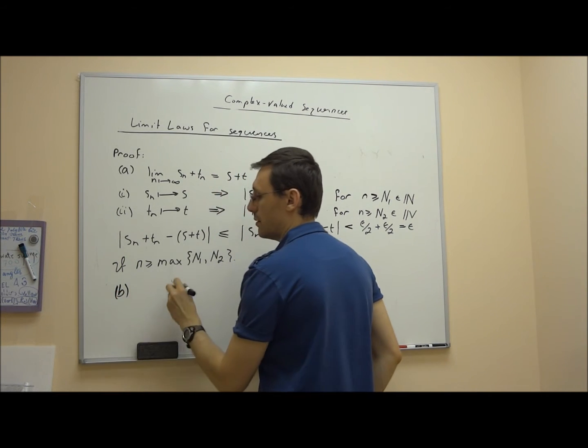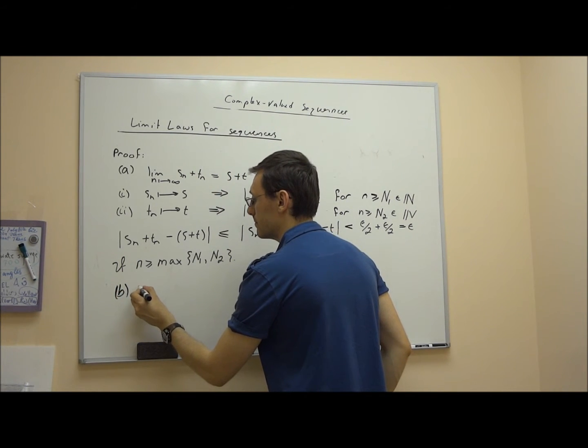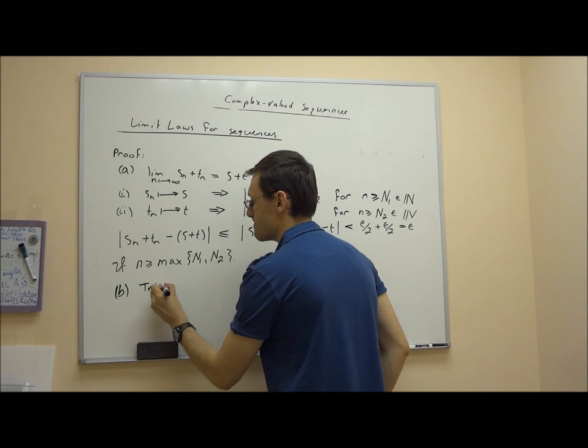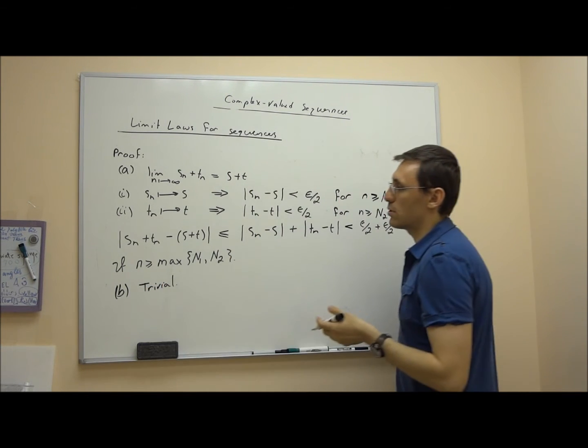Proving B, the proof is very trivial. That means you should do it yourself if you don't see it.